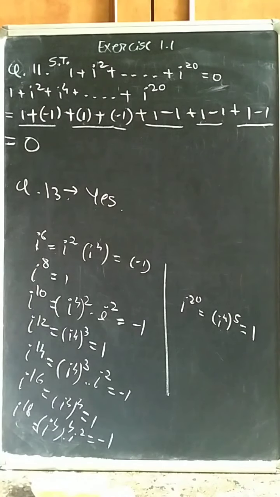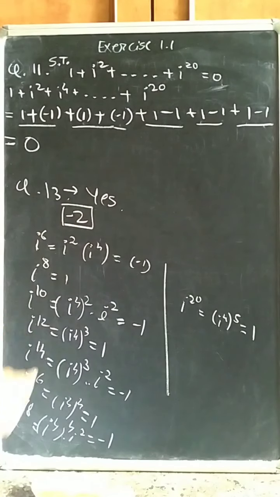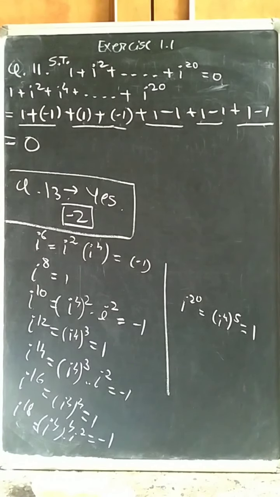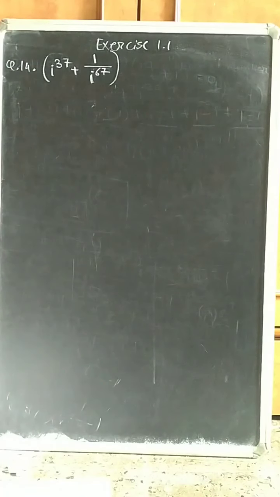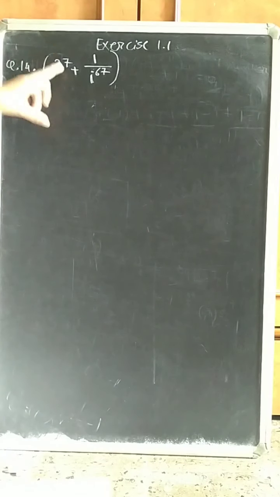आणि त्या 1 plus i raised to 14 plus i raised to 18 plus i raised to 22 चा answer -2 येते. So this is also homework for you. If you have any doubt in question number 12 and 13, then please comment. Now we will continue to question number 14: i raised to 37 plus 1 upon i raised to 67. We have to evaluate this complex number.